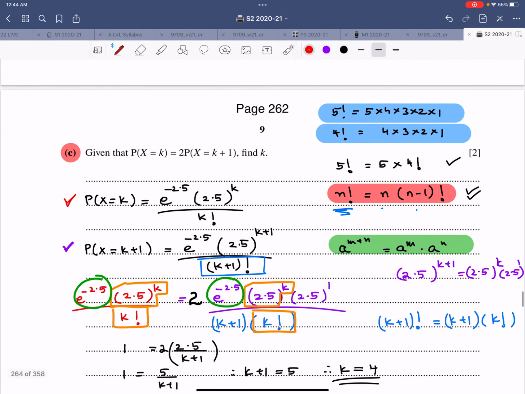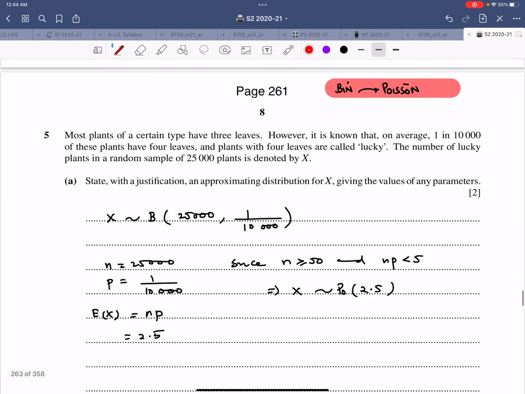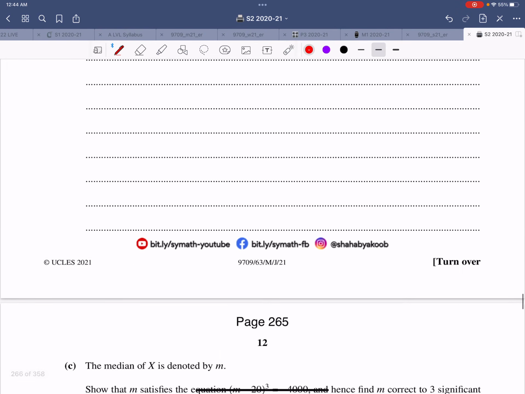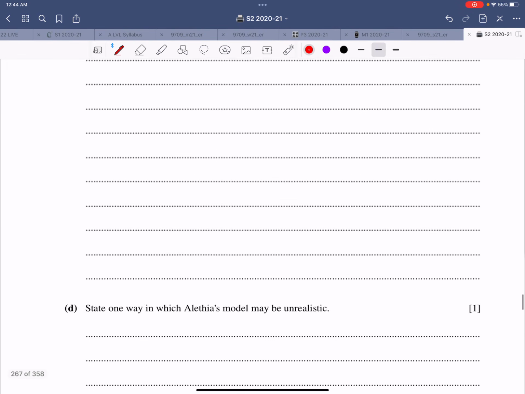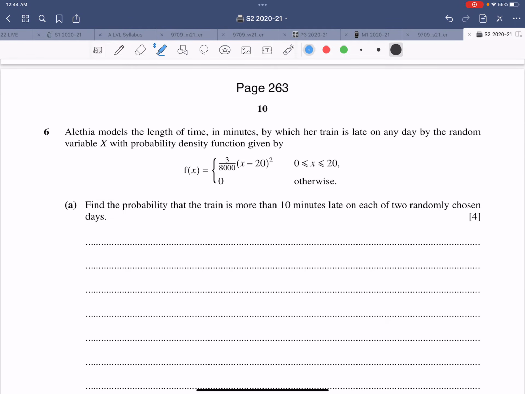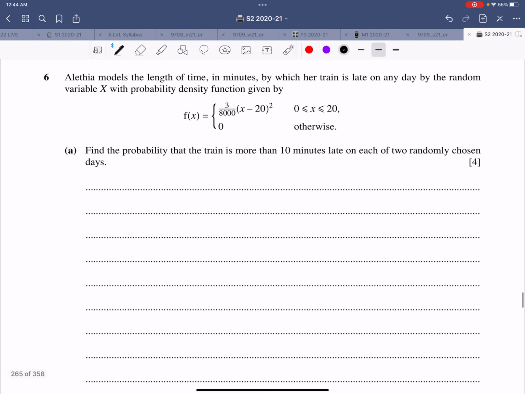So that was a nice question on Poisson after a long while. So question 5 is done. Question 6. This looks like the last question to me. Yeah, this is question 6 and it's a big question spanning over 3 pages. So now question number 6. It says the person models the length of time in minutes by which her train is late on any day by a random variable with PDF such and such. Find the probability that the train is more than 10 minutes late on each of 2 randomly chosen days.